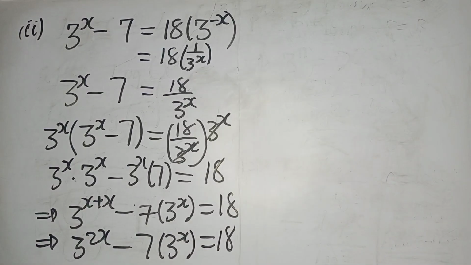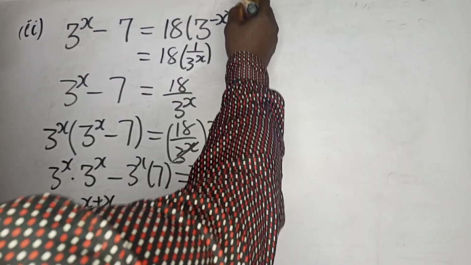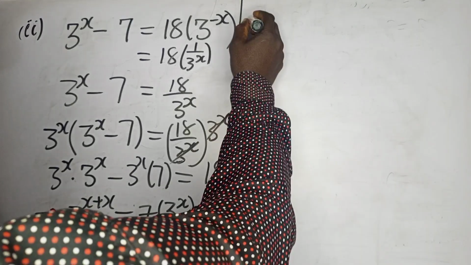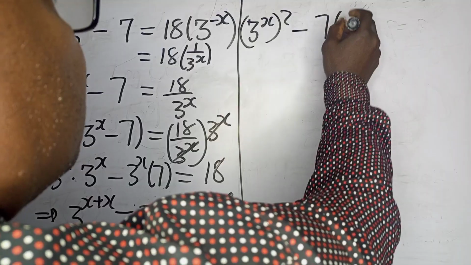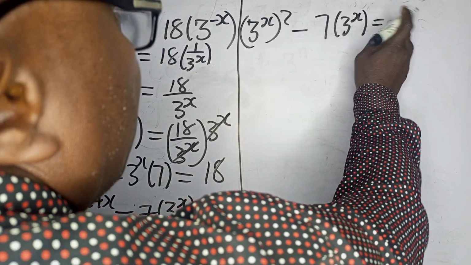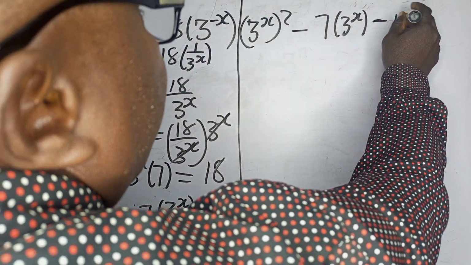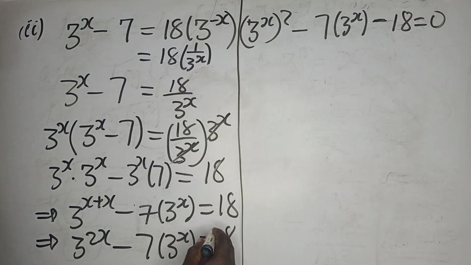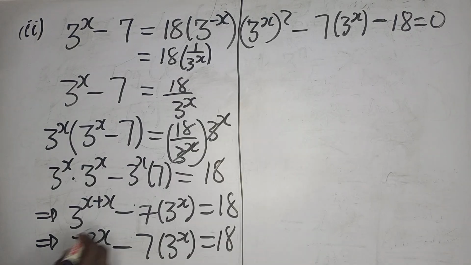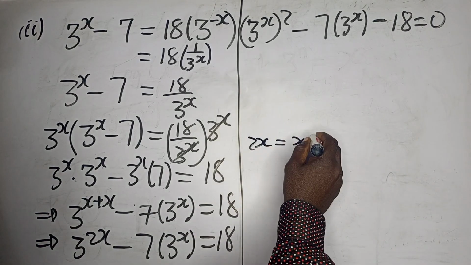Now we're gradually seeing a quadratic in terms of 3 to the power x, because if we rearrange this as 3 to the x, all to the power 2, minus 7 into 3 to the power x, minus 18, is equal to 0. All right, we take this 18 from the right hand side to the left hand side. This is positive. When it's going inside here, it becomes negative 18. So that we'll have 0 on the right hand side. All right, remember 2x is the same as x times 2.